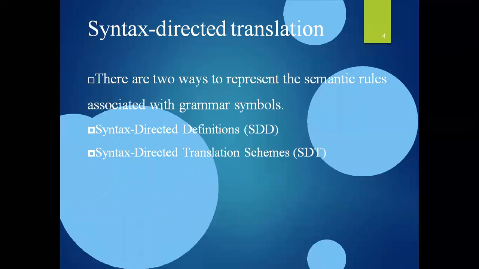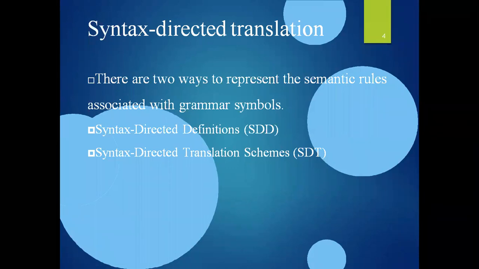And here, syntax directed translation represents the semantic rules. These semantic rules are associated with the grammar symbols. Always the semantic rules should be associated with the grammar symbols, that means the production rules. To represent semantic rules, we have two ways of representation. One is a syntax directed definition, and the second one is a syntax directed translation scheme. These are the two ways of representing the semantic rules which are associated with the grammar symbols.